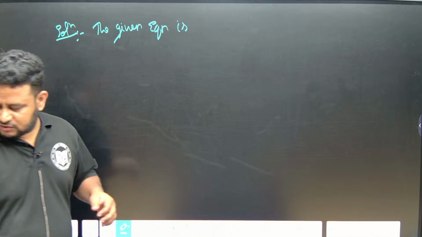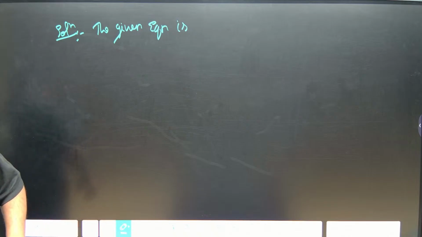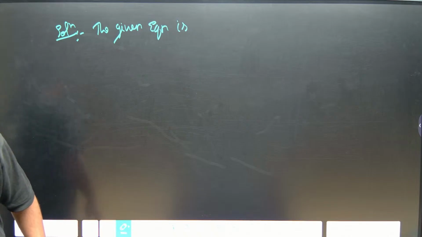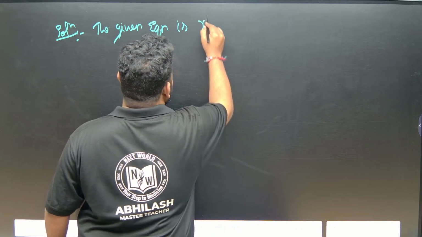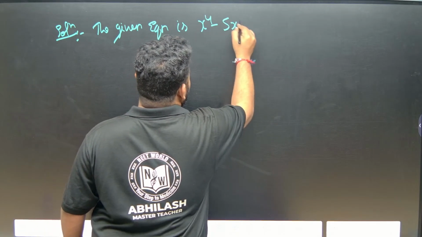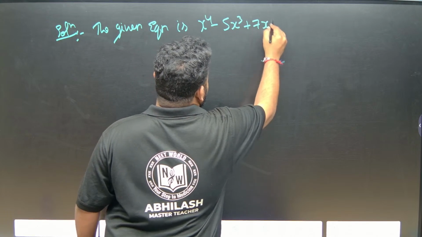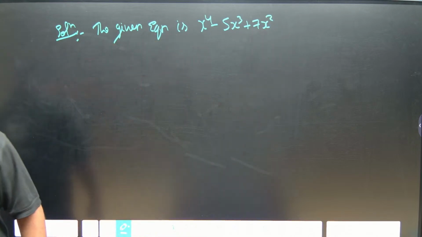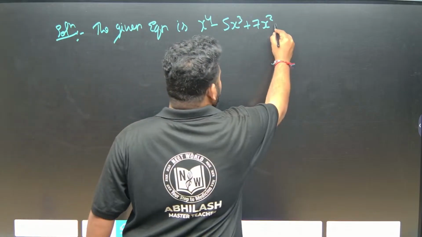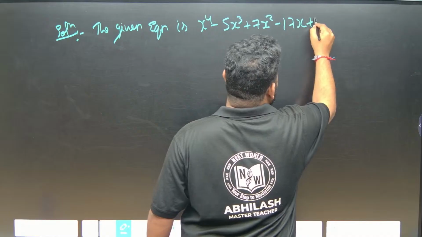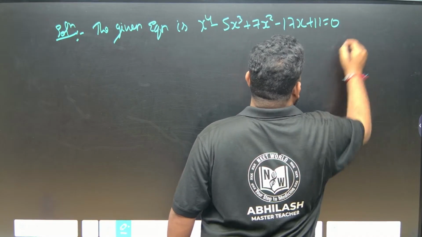The given equation is x power 4 minus 5x cube plus 7x square minus 17x plus 11 is equal to 0. Okay, this is the given equation.